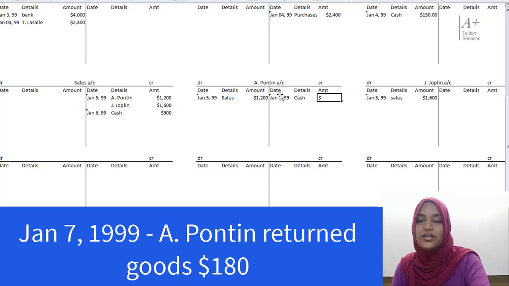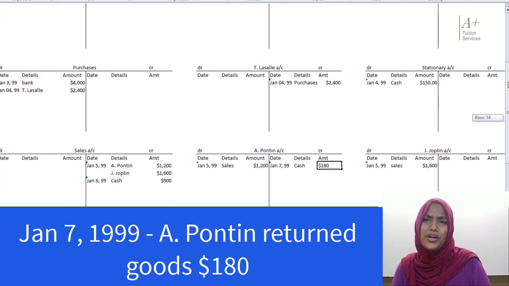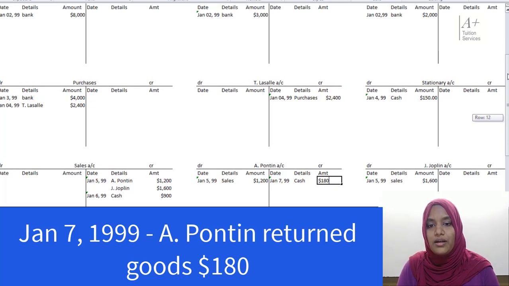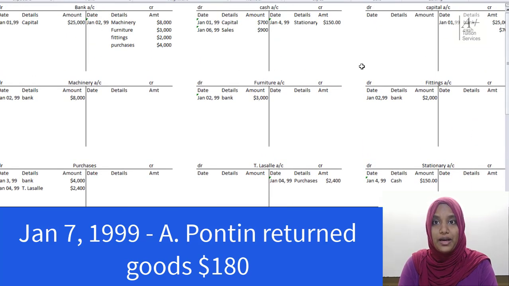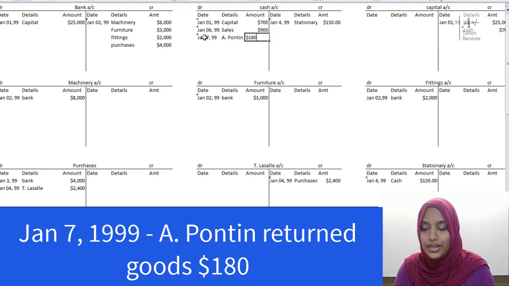So this is the credit account entry on A. Pontin, and the corresponding balance is cash, right? So we do not open our purchases return account. We usually use the accounts we have. So A. Pontin now is losing $180 worth of goods, and my cash account is gaining because he would give me back money, right? So that is January 7th, 99, A. Pontin, and this is $180, right? So now we didn't have to open any new accounts for that one either.